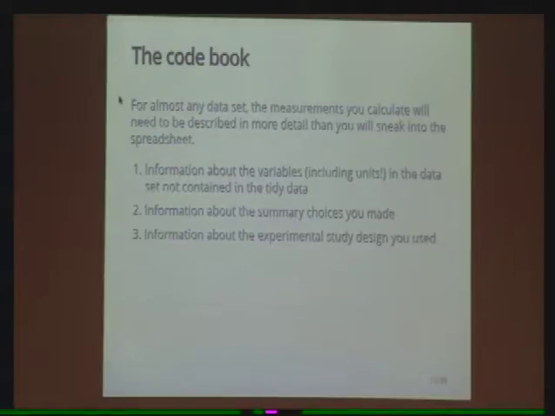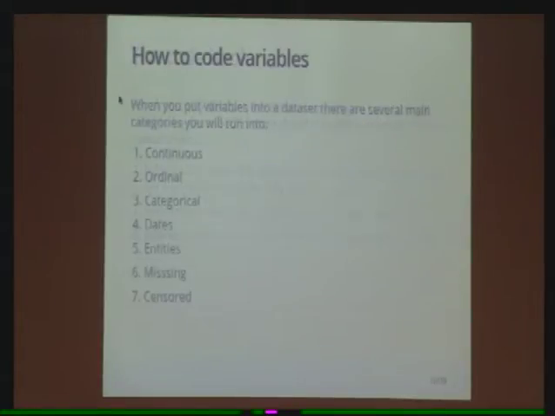So for almost any data set, the measurements you calculate have to be described in more detail than you can fit into a spreadsheet. So the spreadsheet is not the place to tell me what the units of measurement are for each of your columns, or what machine you used to run them on, or how you made choices about summarizing in your summary type data set, or information about how you designed your experiment. Not a good place to put that. So that goes in a separate file. But what goes into that file?